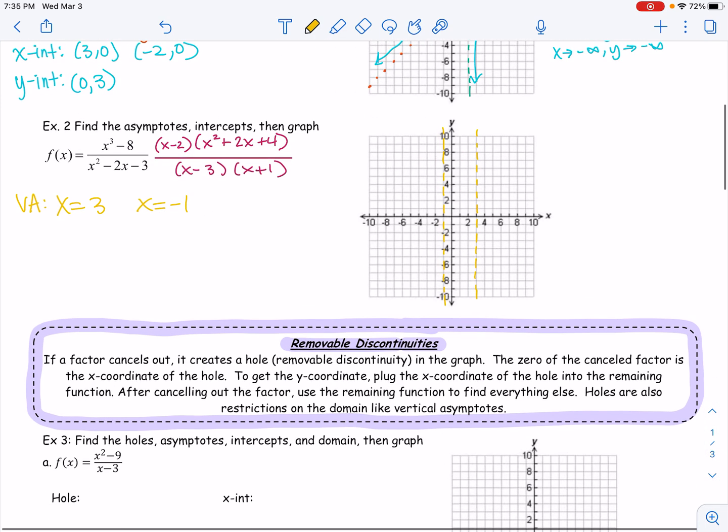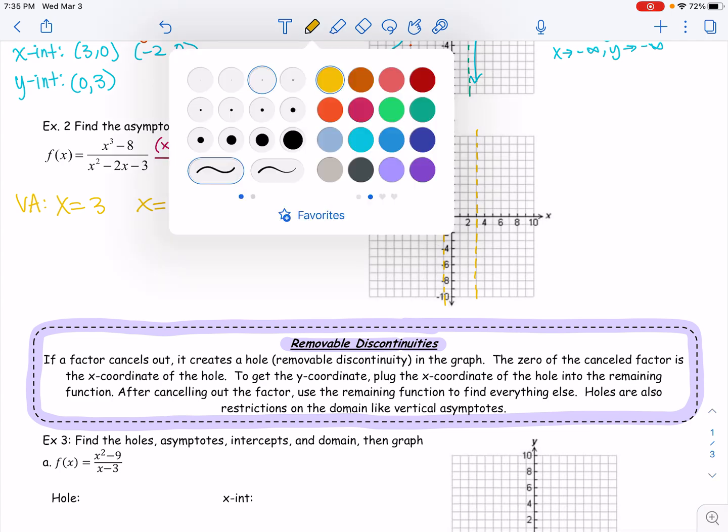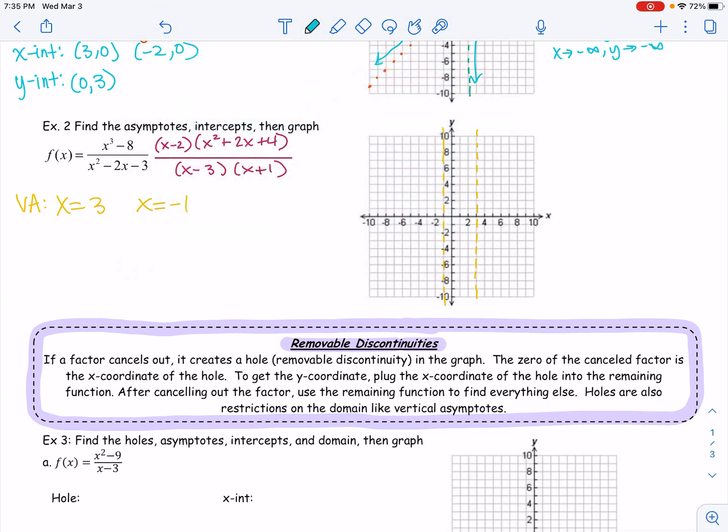Okay. Now I want to check out those horizontal asymptotes. Comparing the degree of the top, that's 3. The degree of the bottom is 2. Top heavy, therefore no horizontal asymptote. But because it's exactly 1 degree higher at the top, we do have a slant asymptote. So we will have to divide this problem.